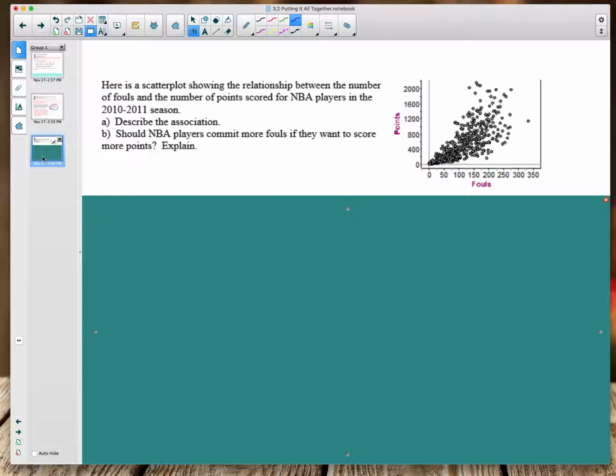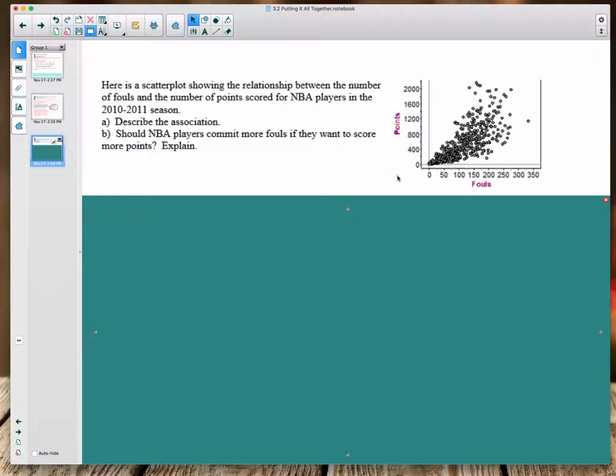Okay, so our last example, a scatter plot showing the relationship between number of fouls and the number of points scored for NBA players in the 2010-2011 season. So describe the association. Don't forget to comment on your form, outliers, and your strength, and your shape, like linear or whatever it is. So make sure you're addressing those things. Take just a second, pause the video, and think about those things and how you would describe that.